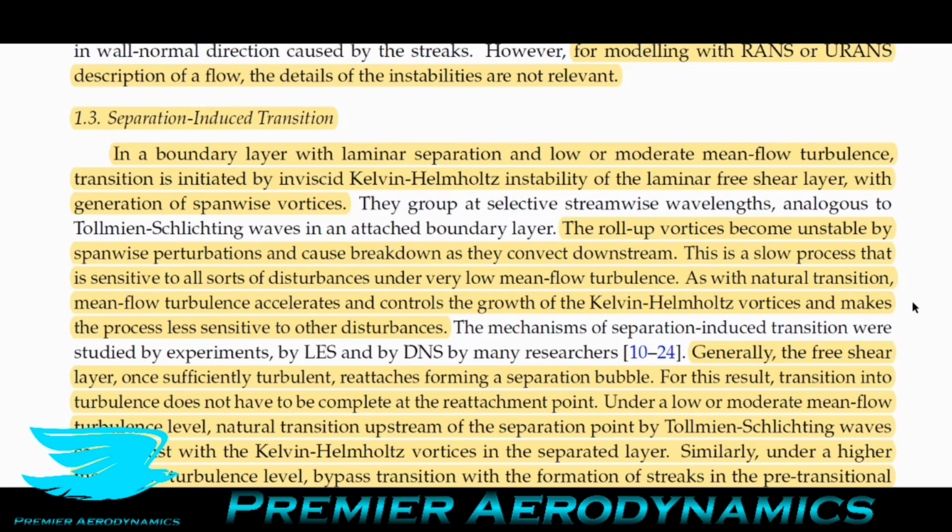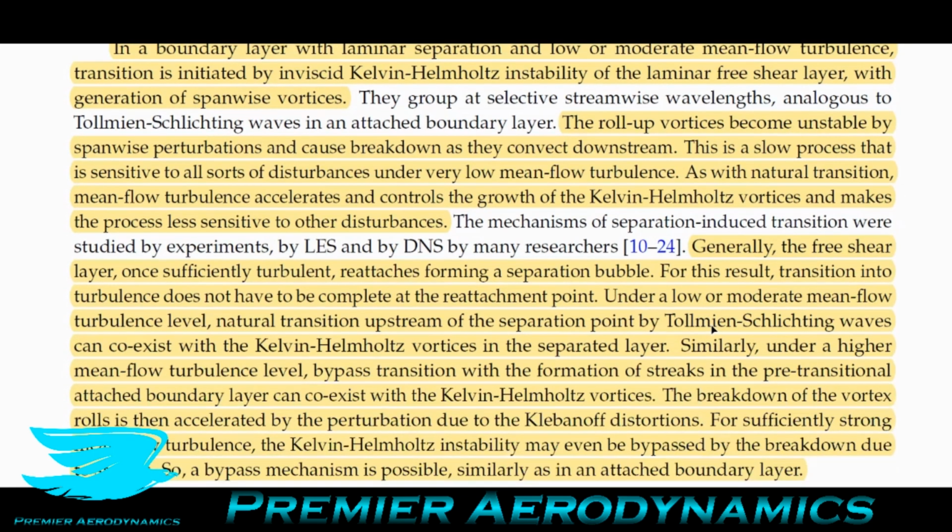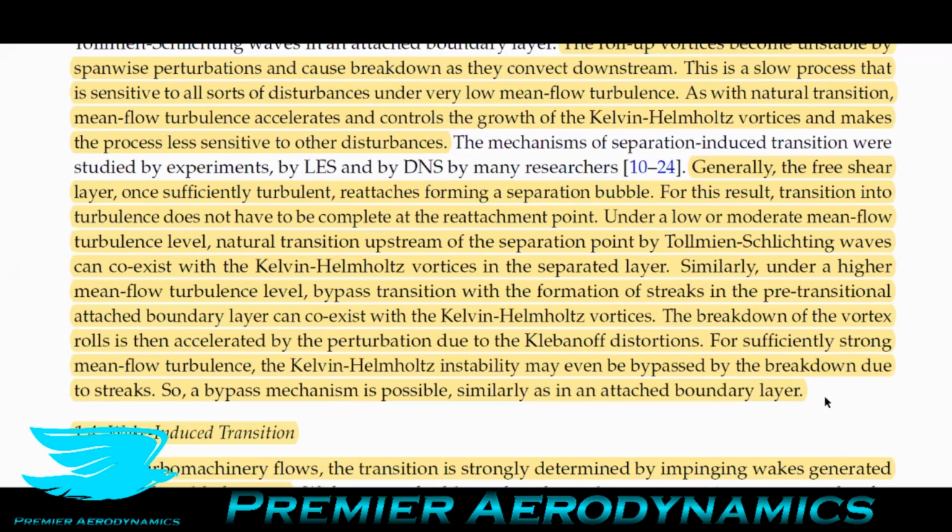This is a slow process that is sensitive to all sorts of disturbances under very low mean flow turbulence. As with natural transition, mean flow turbulence accelerates and controls the growth of Kelvin-Helmholtz vortices and makes the process less sensitive to other disturbances. So generally, the free shear layer, once sufficiently turbulent, reattaches, forming a separation bubble, as I mentioned.